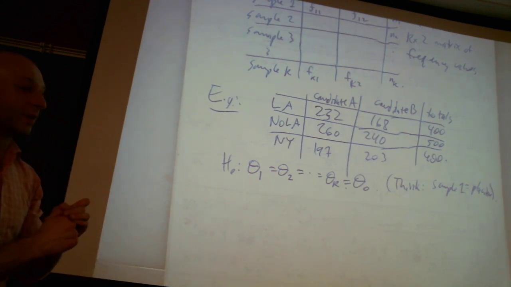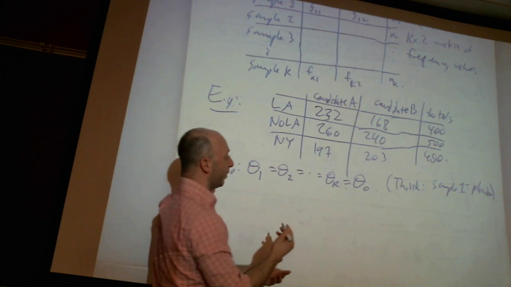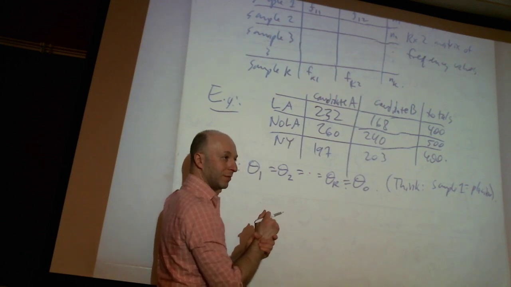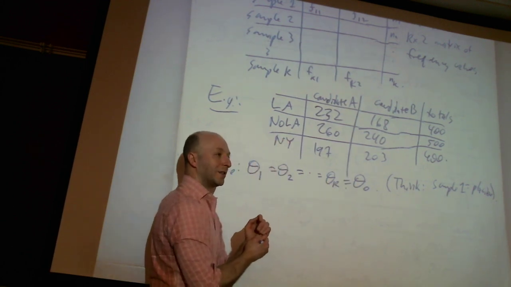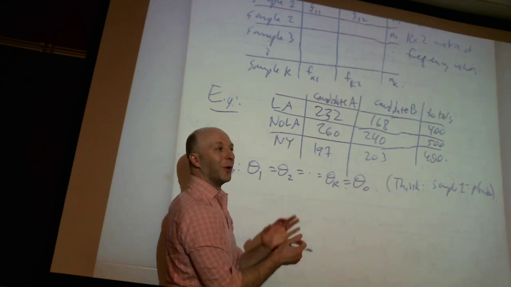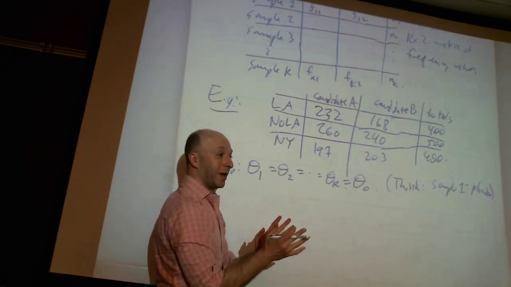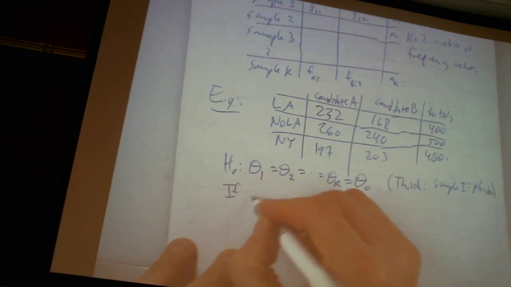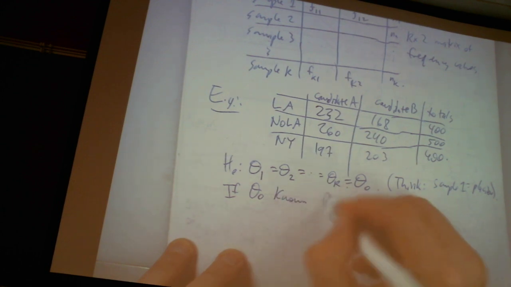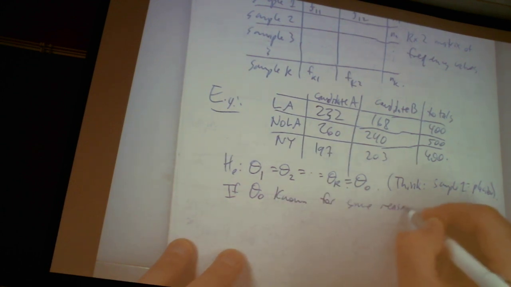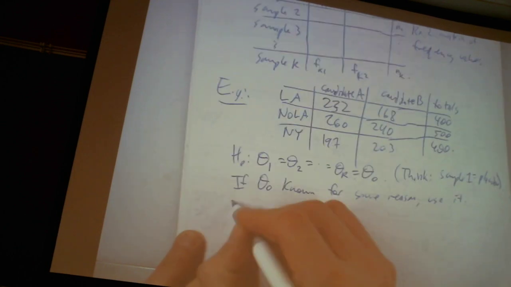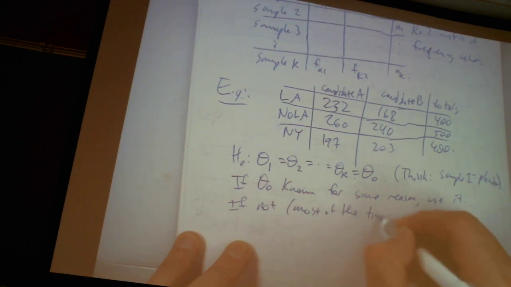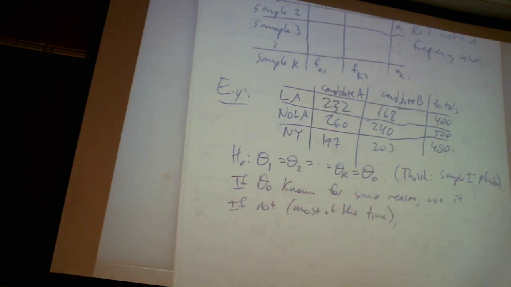Yes? What is theta naught? Theta naught is just if we think that we know what the proportion should be, then we say our null hypothesis is that they're all a half, or 0.2. In practice, we don't know theta naught. That's a fixed value, yeah. So if theta naught is known for some reason, use it. If not, which is most of the time, then you need an estimate for theta 0.